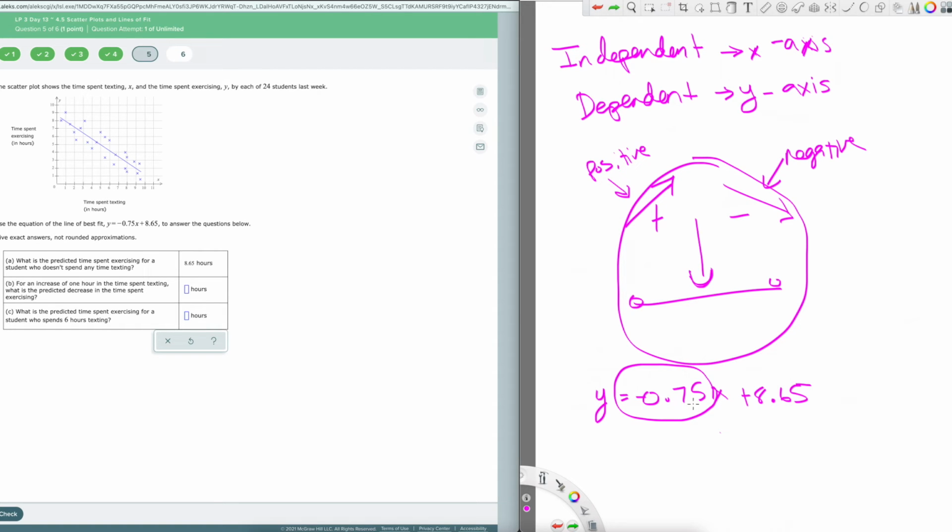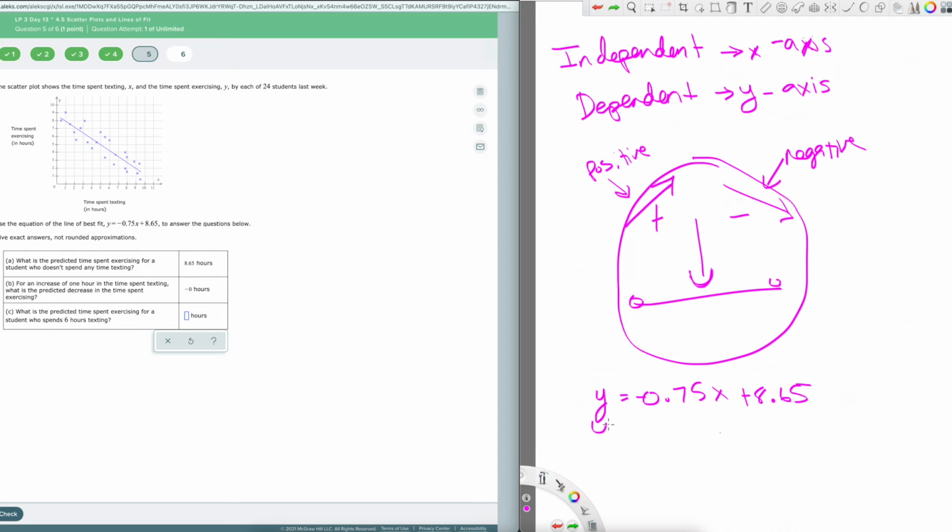Negative 0.75. So they've just asked me to grab pieces from the equation so far. They haven't asked me to plug anything in yet. Just, do I understand the equation at this point? So remember, we have y equals mx plus b. We practiced this for quite a few weeks. So y equals mx plus b.